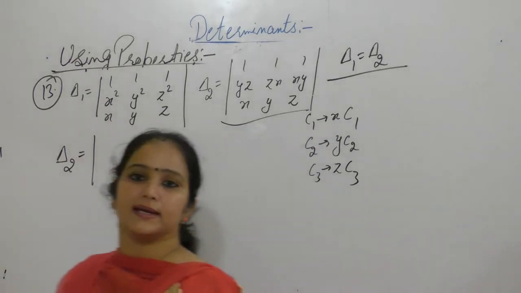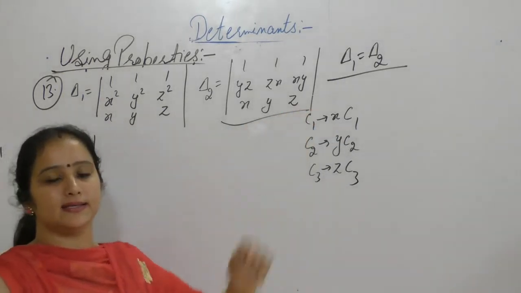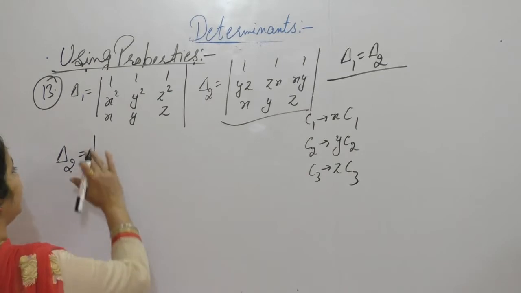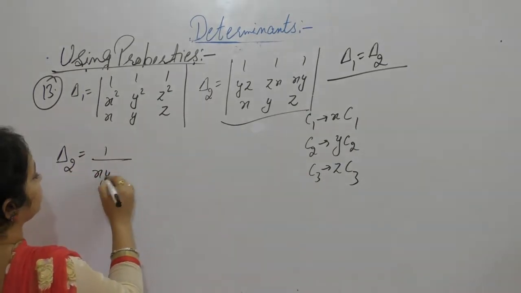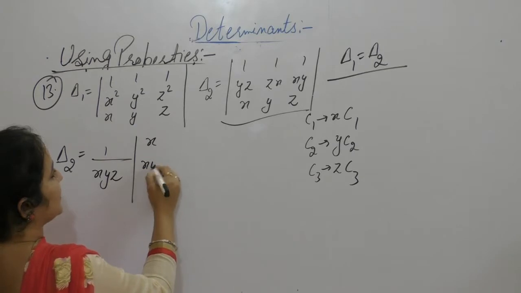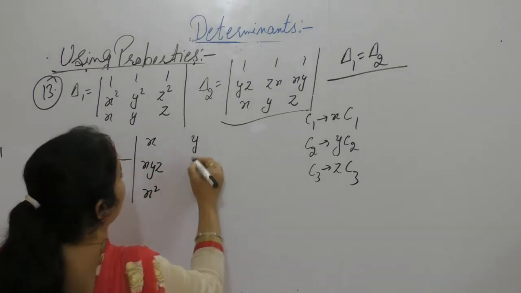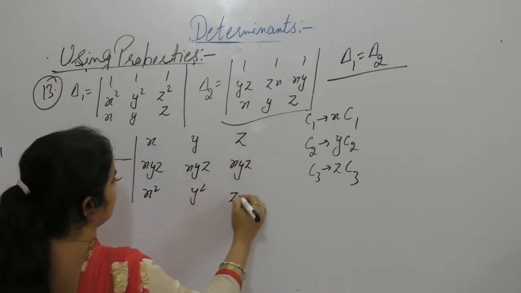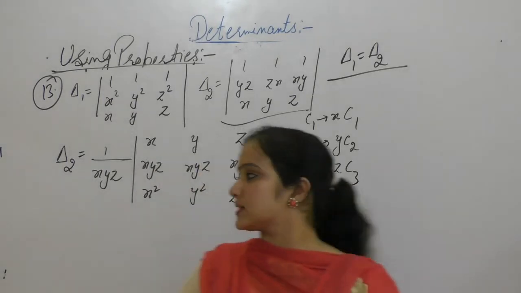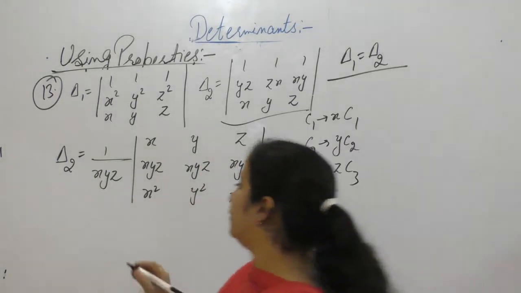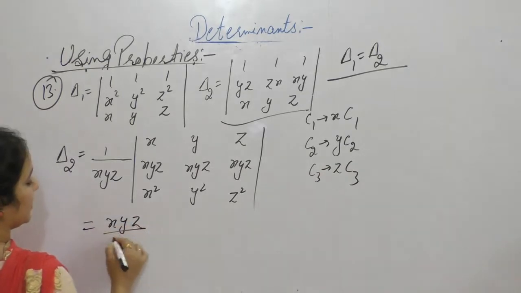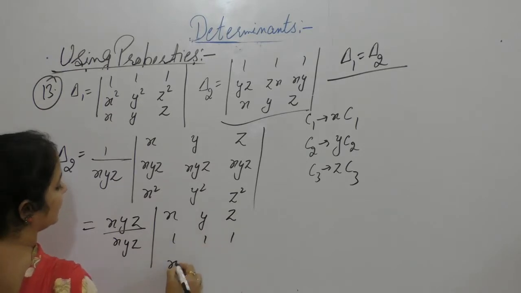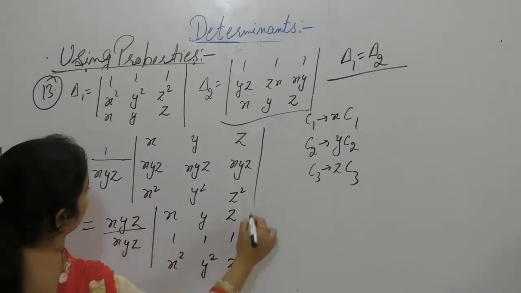Multiply column 1 by x, column 2 by y and column 3 by z. Because we are multiplying the columns, we will have to divide this determinant by x y z. So x y z, x square, y x y z, y square, z x y z, z square. Now take x y z common from the second row. So x y z upon x y z, x y z, 1, 1, 1, x square, y square and z square.